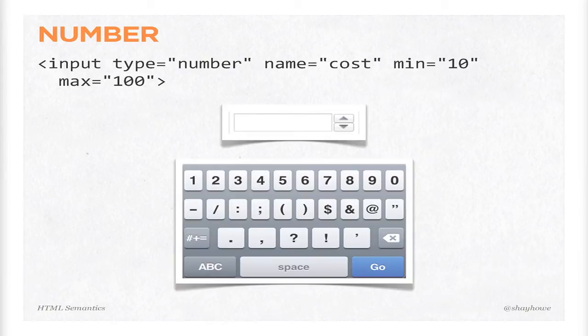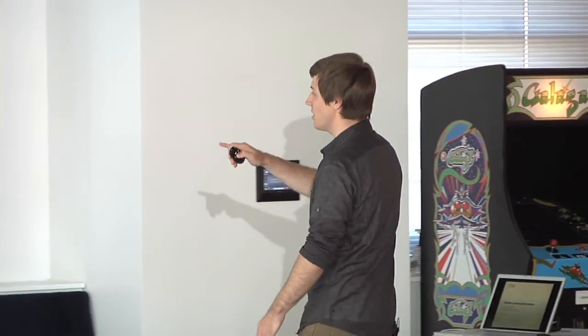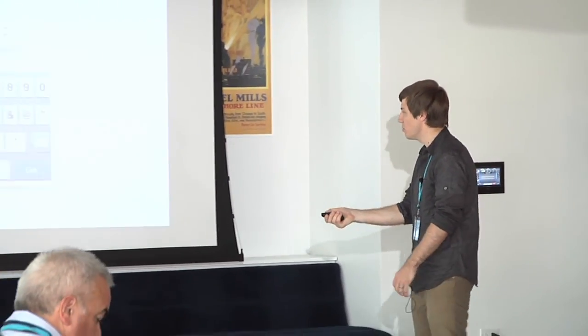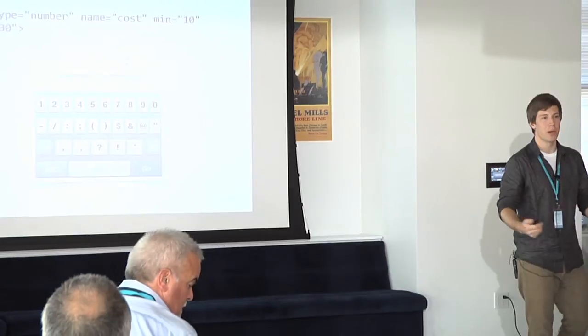Does anyone know why we don't see the number pad here? Like the actual 0 through 9? I'll let you know in a minute. One reason is for decimals, right? You see we have this decimal point and commas. We might want those values.